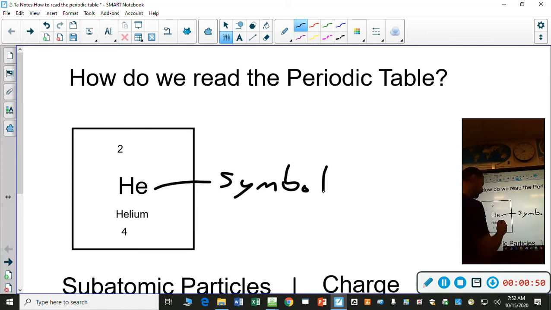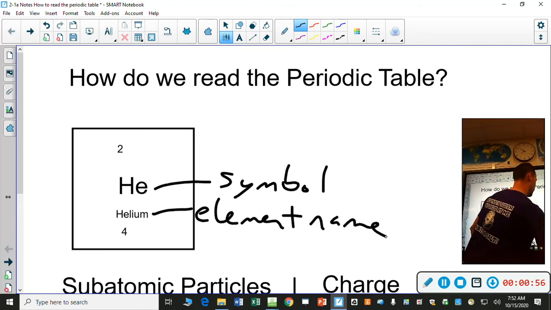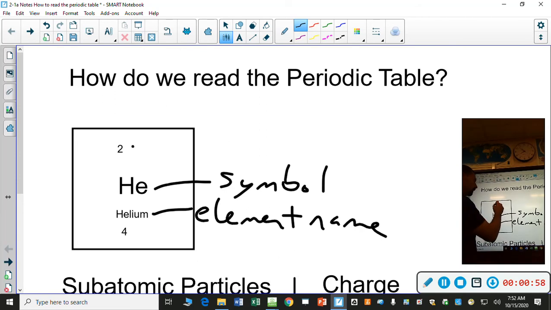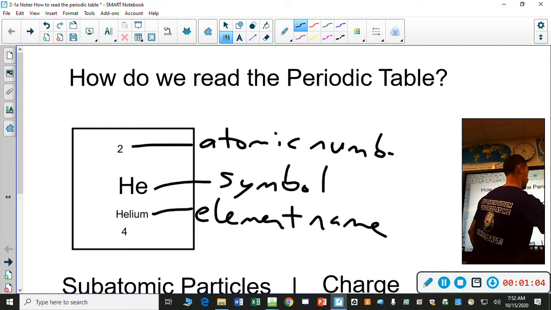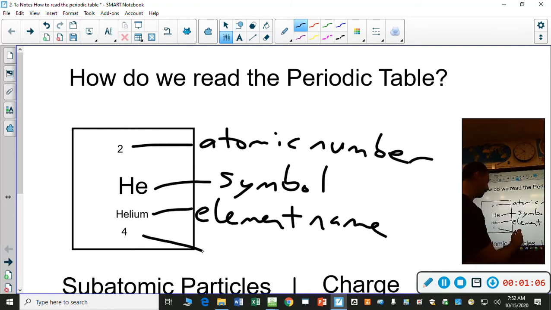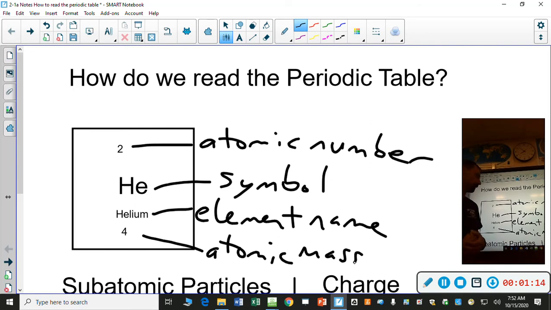Okay, helium is the element name. And then 2 is the atomic number. 4 is the atomic mass. So those are the parts that you guys have to be familiar with. There's also sometimes an electron configuration, which will be up in the top right corner. We're not going to use that for purposes of this class, but you may see that on some periodic tables that you come across.